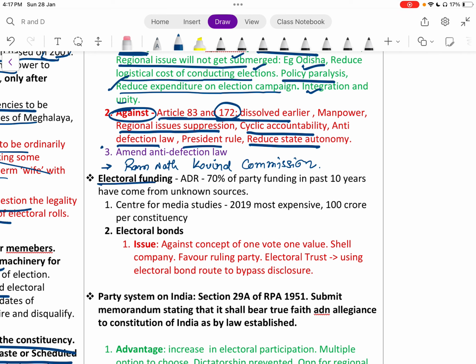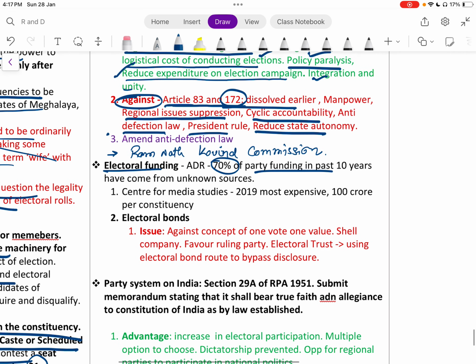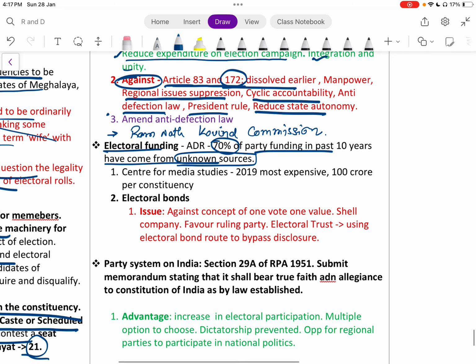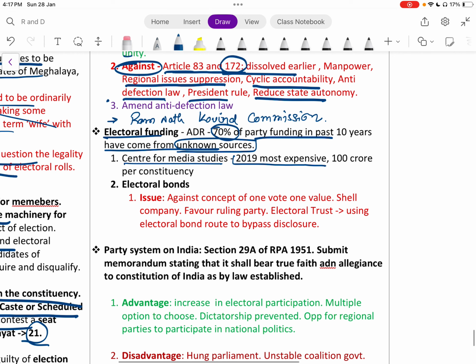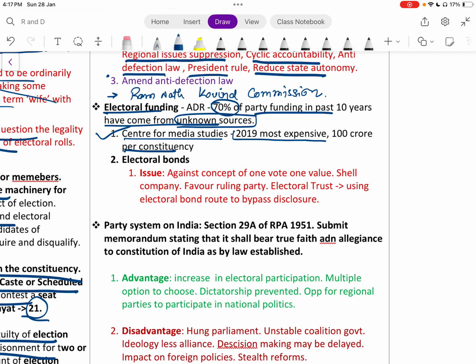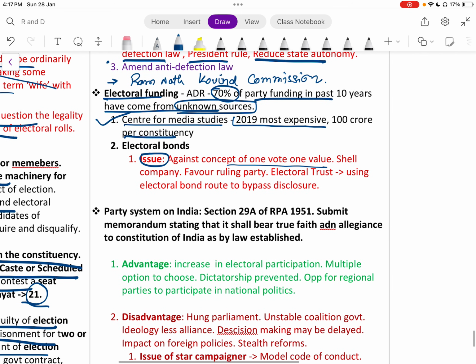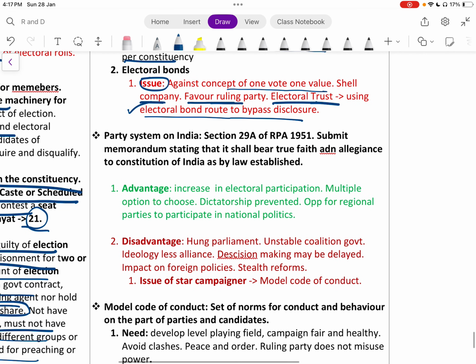Electoral funding. ADR has said that almost 75% of the party funding in the past 10 years has come from unknown sources. Okay. Center for Media Studies 2019, the most expensive, 100 crore per constituency. Okay. Electoral bond. What are the issues? It is against the concept of one vote, one value. Shell companies favor a ruling party. Electoral trust using electoral bond route to bypass disclosure.